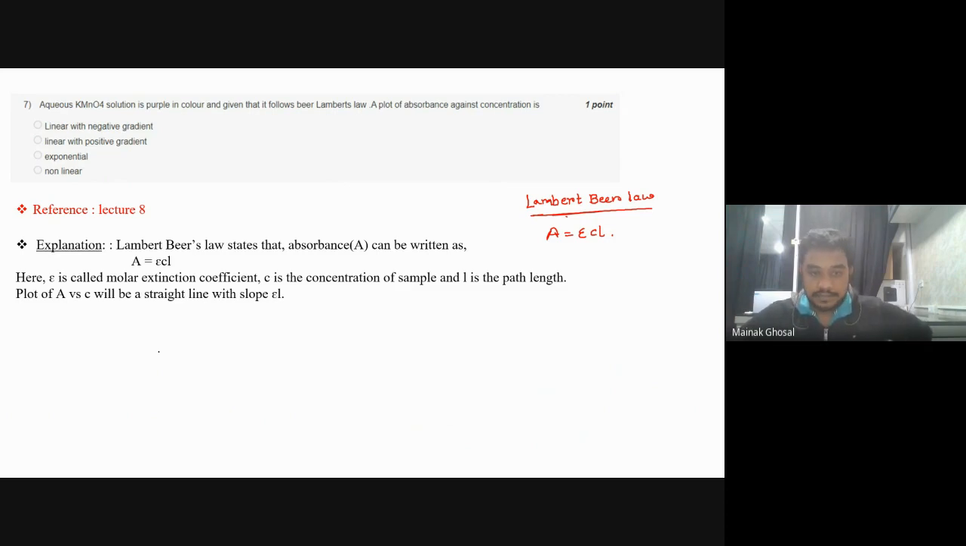You can see the same thing I have written here. Your main equation is A equals epsilon C L. You are asked to plot absorbance against concentration, just like y versus x. So on the y-axis there will be absorbance, and on the x-axis there will be concentration C. You have to plot this A against C.